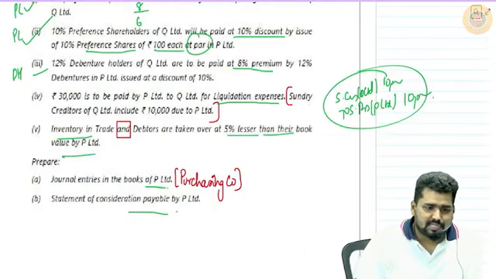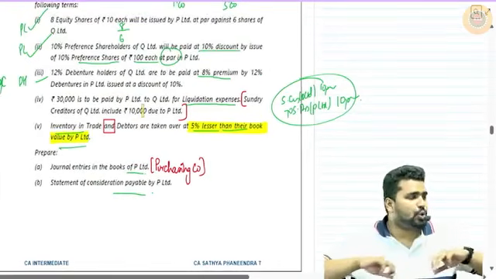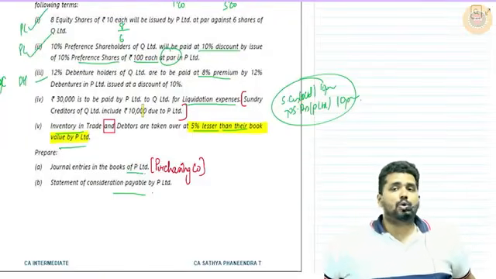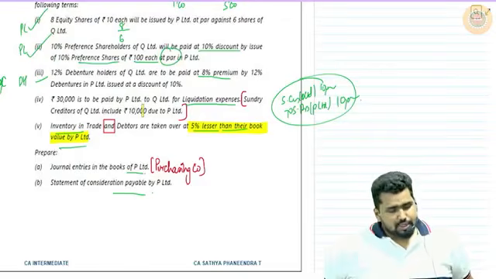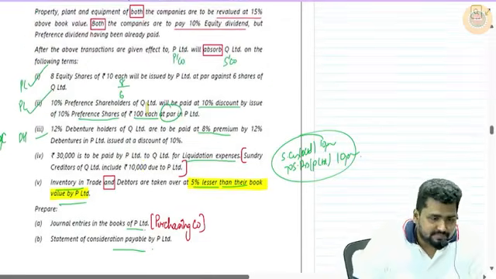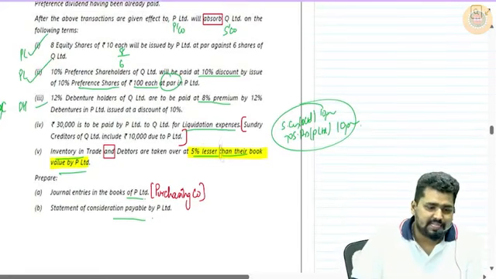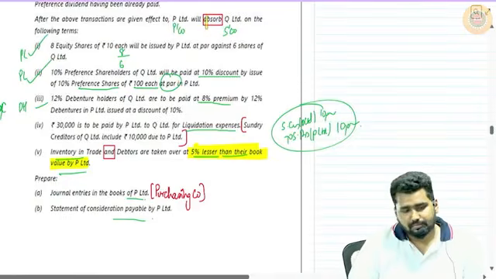The moment you see this line, 5% less than their book value, means they are not taking it at book value. They are not taking it at what value? Book value. The moment they are not taking it at book value, it is called purchase. For merger, it should be taken at what value only? Book value only. Correct? So you get clarity whether this is merger method or purchase method by seeing the last line. By seeing what line? Last line. Clear?